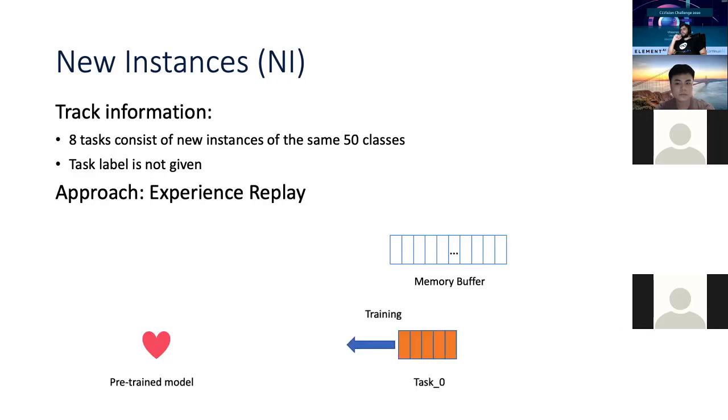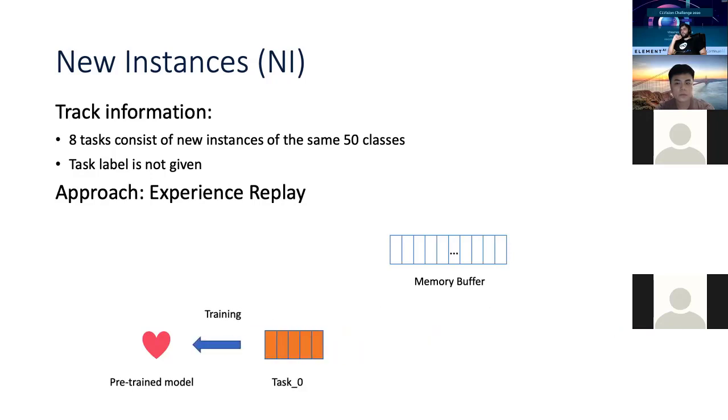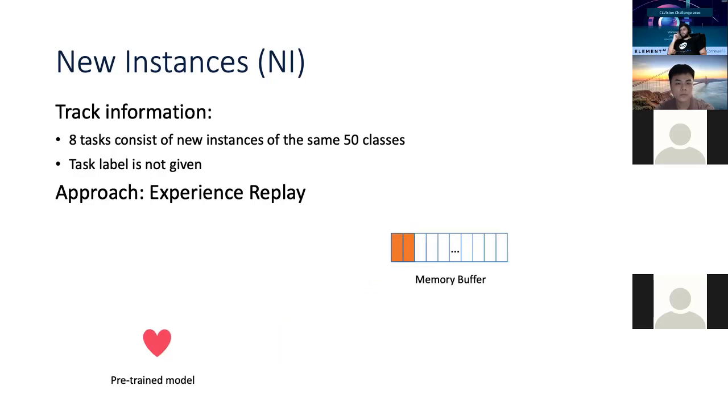And so when we see the first task, we fine-tune the model with the samples in this task, and then by the end, we will store some of the samples into the memory buffer. So when we see the second task, we select some of the samples from the memory and concatenate them with the current task. And then we perform the training. And same as before, we store some of the samples from this task into the memory buffer. And we will repeat this step until we see all the tasks.